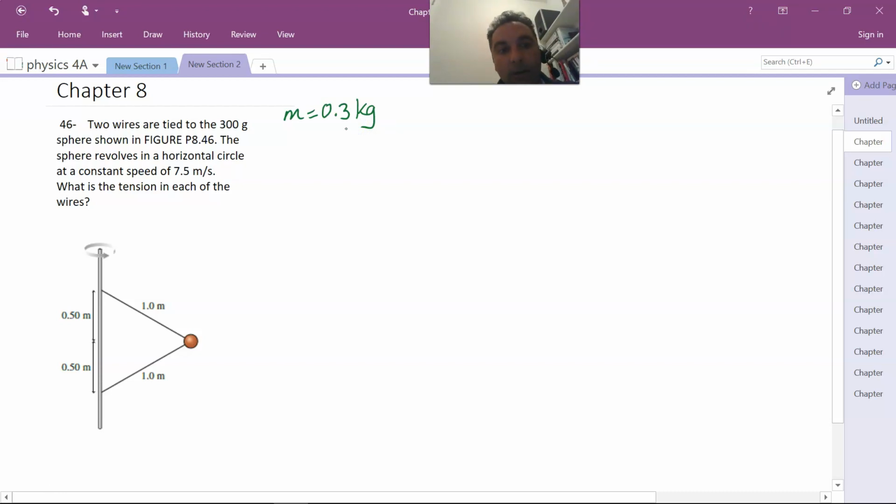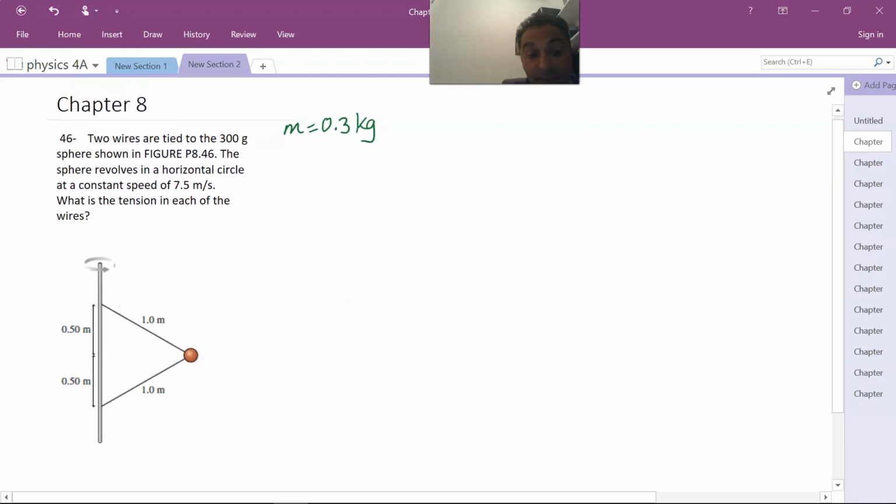The sphere revolves in a horizontal circle, so it actually makes circular motion. Remember what we need to do in reality. Because it makes circular motion, we need to find, don't forget, the radius always. Maybe it's given, I don't know what the question says yet, but we always need to find the radius. Let's see, maybe it's given.